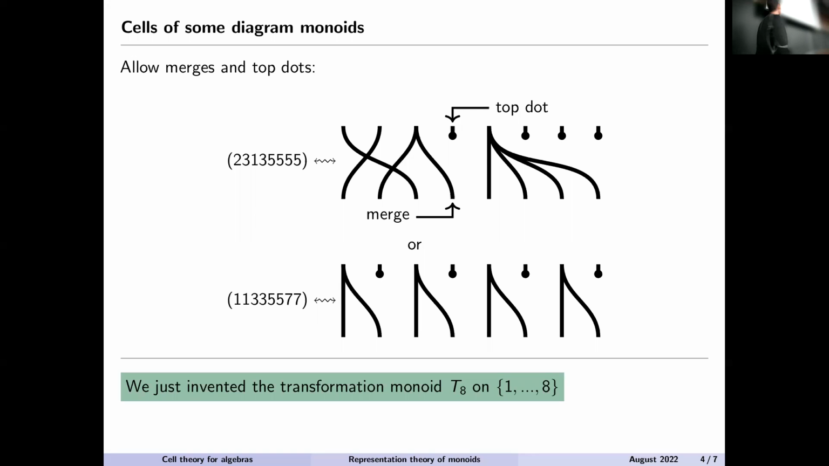Now I would like to do this one. It's a bit more sophisticated. Now the transformation monoids, and the difference is that I allow those merge type pictures, and the dots at the top are just a reminder for myself for the elements that do not end up in the image. So whenever I have something like 1 goes to 1, 2 goes to 1, I draw a picture like this.